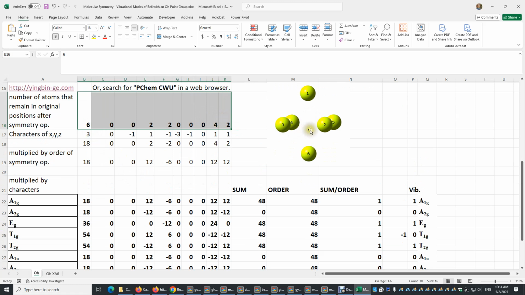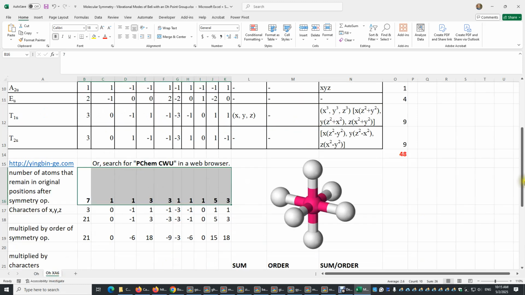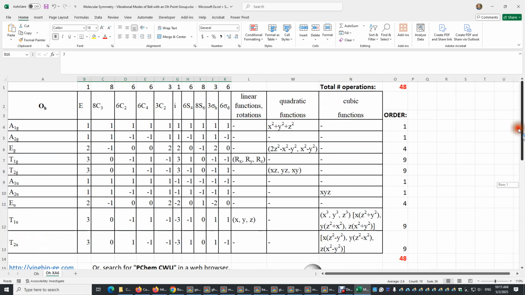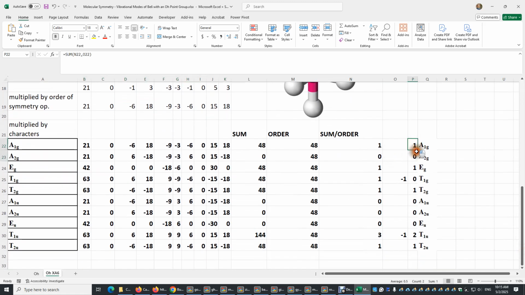That 1 is from the central atom added right at the center, because when you have a molecule like this, after you add an atom at the center, and then count the number of atoms that remain in original positions after a symmetry operation, the center atom never moves. So you just change this to 7, 1, 1, 3, 3, 1, 1, 1, 5, and 3, and that's why you get these 10 numbers. And then you follow the same procedures. In the end, you get the number of vibrational modes.